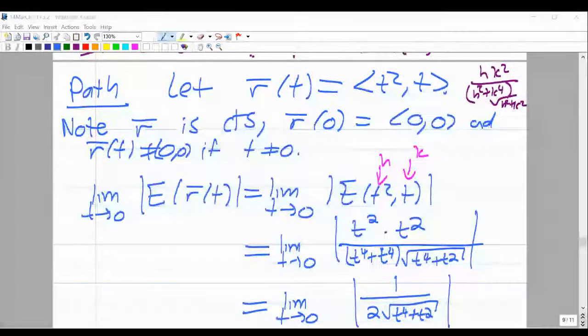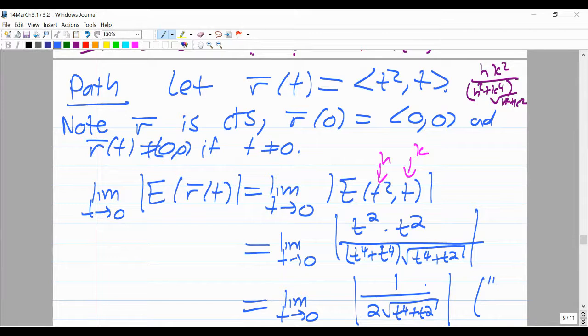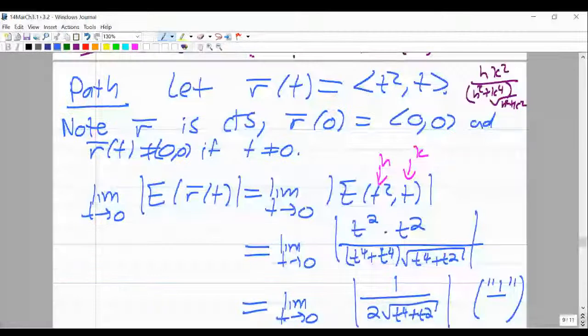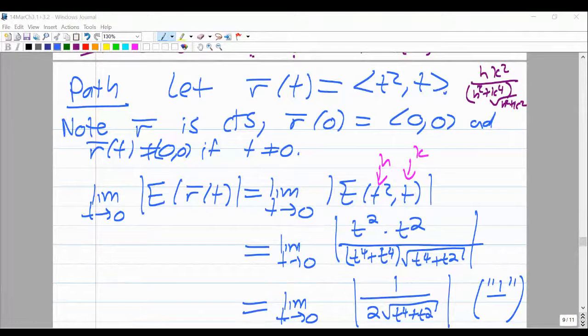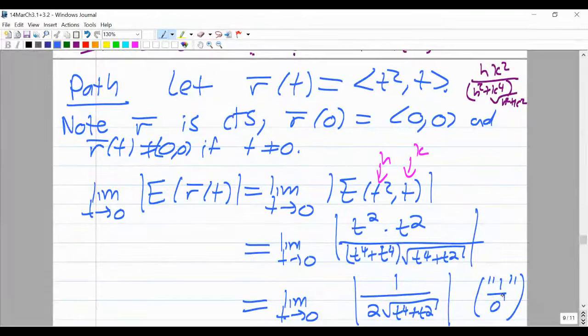Okay, and now, if t is close to 0, the top is close to 1. If t is close to 0, the bottom is close to which value? Please go home, redo, rewrite, revise this problem later today. It's 0. But can you guys be a little bit more specific? The top is close to 1. The bottom is close to 0, but can it ever be negative? Nope. It's 0 plus. This is what I'm looking for. The reason is the type is 1 over 0 plus.